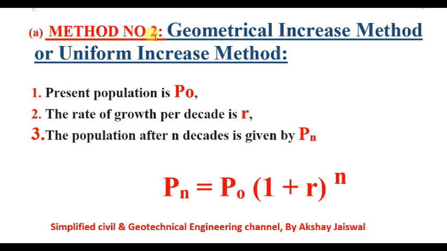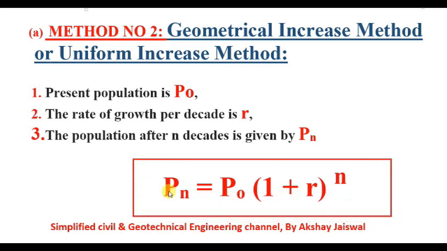Now we will see method number 2, geometrical increase method, or it is also known as uniform increase method. Now let's see notations. Present population is given by P0, the rate of growth per decade is denoted by R, and the population after n decades is given by Pn, and the formula is Pn is equal to P0 into (1 plus R) raised to n.